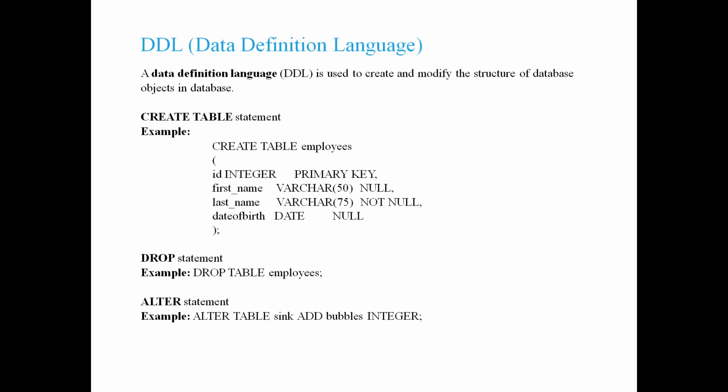The first one is DDL, data definition language, and the commands that fall under this language are create, drop, alter. What are the commands we use to create a table or to change the structure of the table? Those commands fall under DDL, data definition language. If you create a table, drop a table, or alter a table, these commands ultimately change the structure of the table. So these commands fall under DDL.